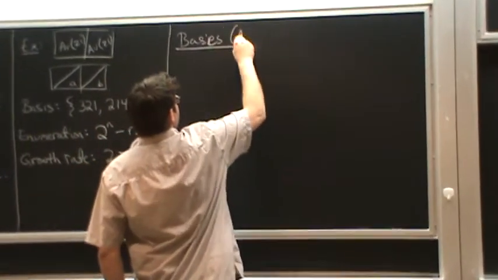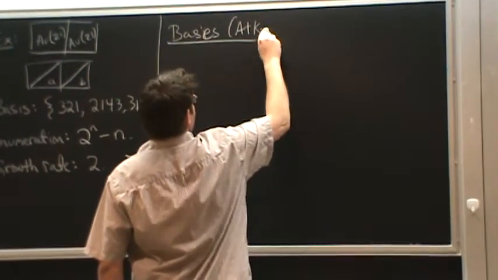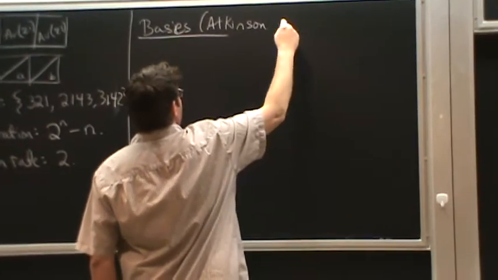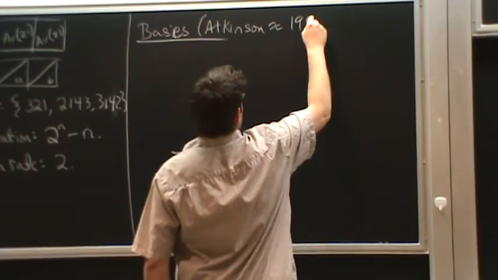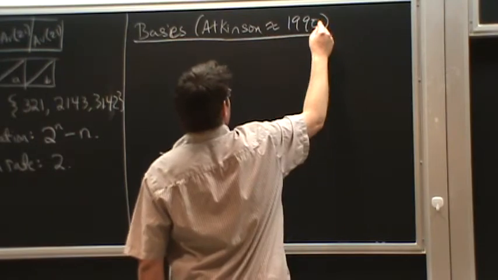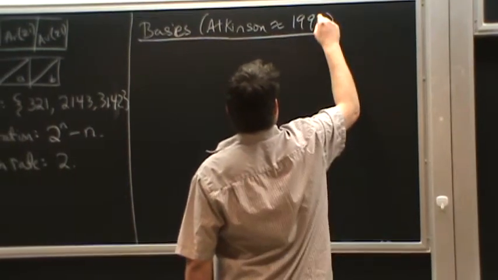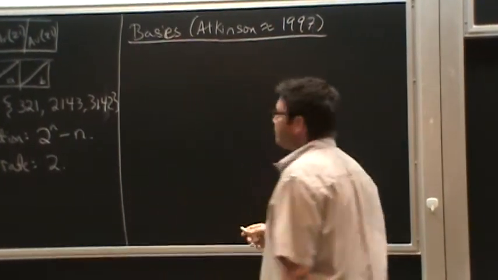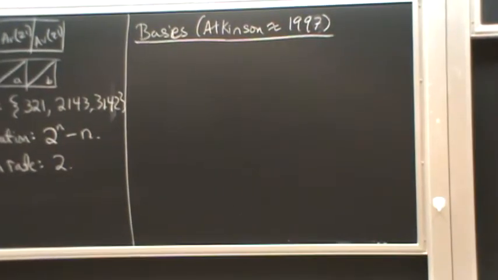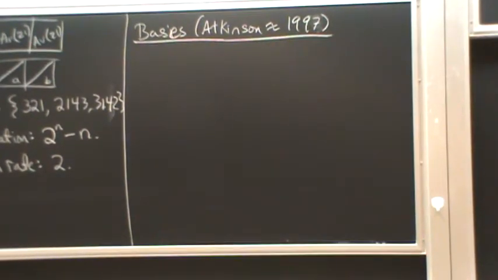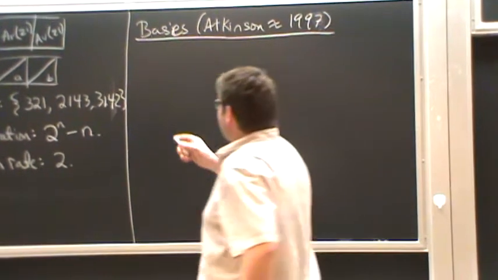This is one of the first really general results in this field. So Atkinson, in about 1997, I guess I'll say, somewhere around there, he proved this result. And this is really, like I said, one of the first results where people started to think about proving things in general. So general constructions.